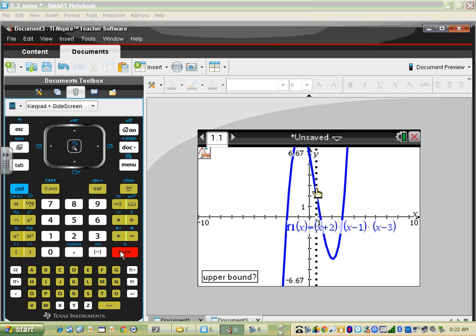And then it says upper bound. So I want my cursor on the other side of that minimum point. So I'm moving my cursor over. Notice how it pops up right away. It says, there's your minimum. There it is. So I'm going to keep on moving the cursor until I know for sure that that is for sure my minimum. So that one's 2.12, negative 4.061.